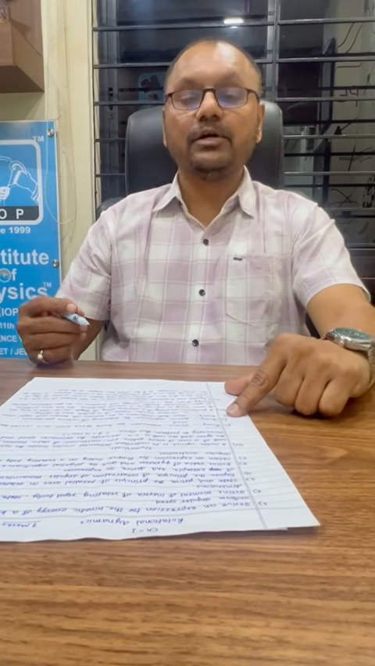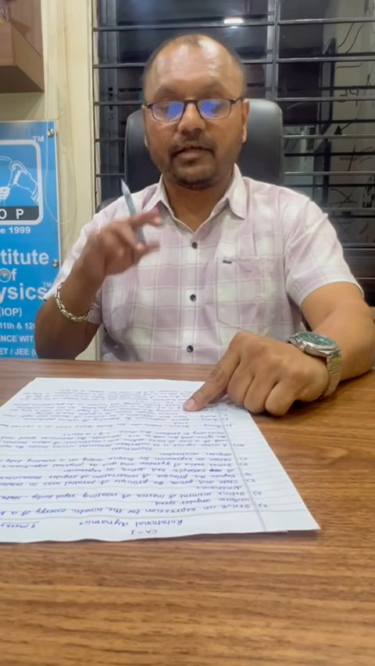Next theory question, show that the difference in tension at the lowest and highest point in a vertical circular motion of a particle tied to a string is six times its weight. So these are the important theory questions. Now we'll start with the numericals.